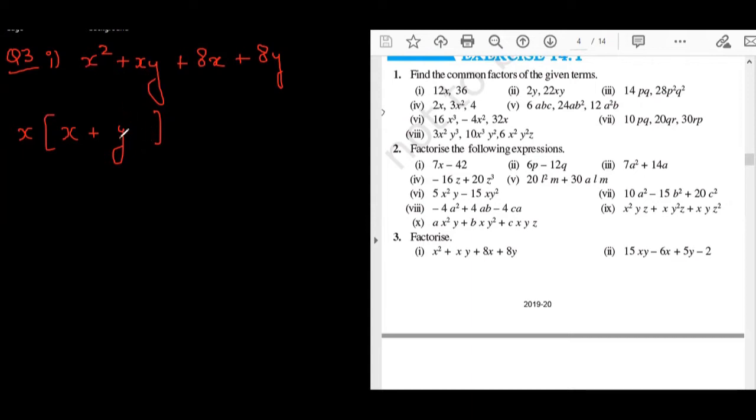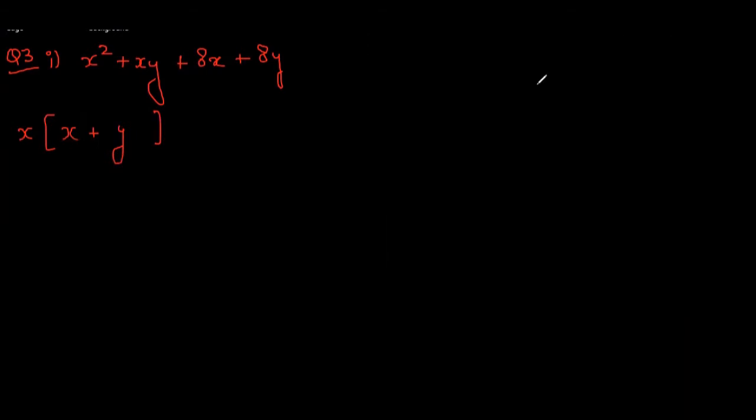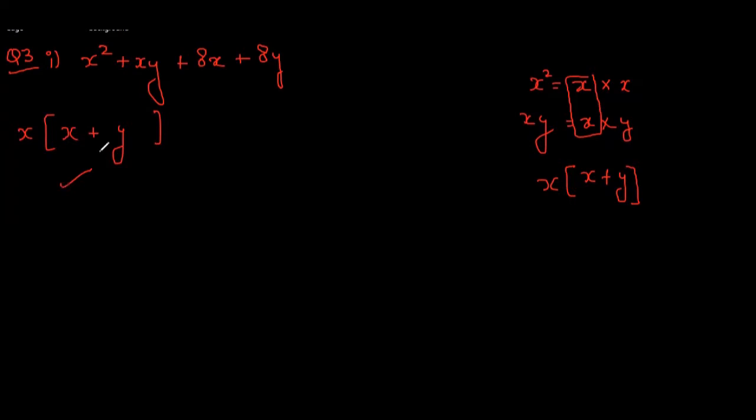If you don't understand this thing directly, I would request you to do it in the rough work like this. X square is X into X. XY is X into Y. Common is this. So X is common. Remaining is in the first term, it is X plus Y, plus, because there is a plus in between. And from the second term, Y is remaining. Can you see? It's the same thing.